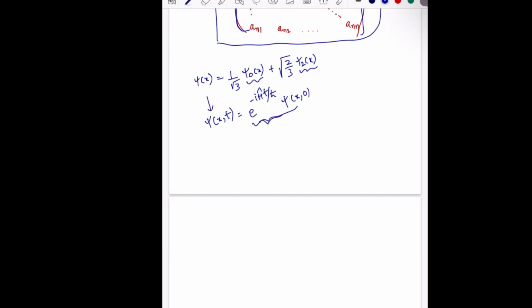Psi 0 and psi 2 are the ground state and second excited state energy eigenfunctions. Since the wave function of the harmonic oscillator is given, we just calculate like probability into energy, right?